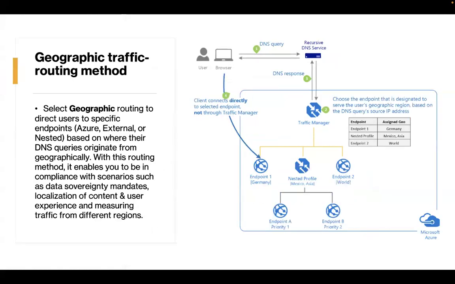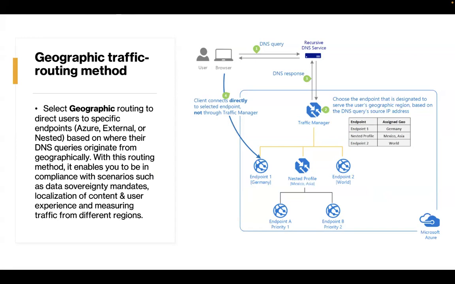The last one, or I will say one of the important ones out of four, and there are two others, but anyhow, we'll cover this one in detail. This one is the geographic traffic routing method. By name itself, you understand it. Select geographic routing to direct users to specific endpoints, Azure, external or nested, based on where their DNS queries originate from geographically.